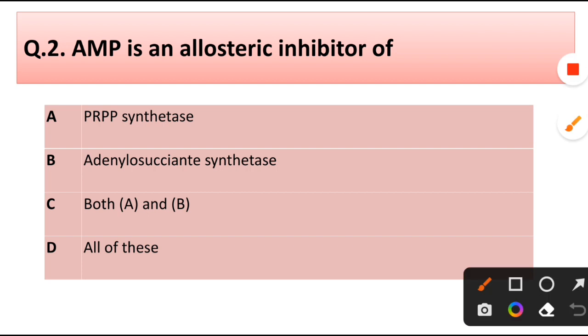Question number 2. AMP is an allosteric inhibitor of PRPP synthetase, adenylosuccinate synthetase, both A and B, or all of these. Correct answer is option C, both A and B.